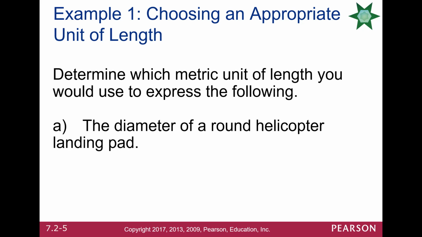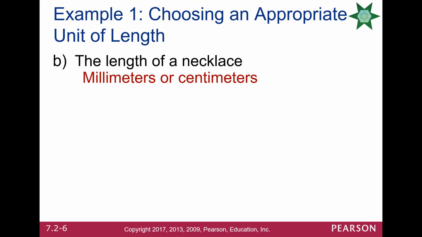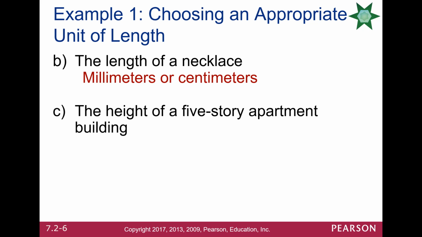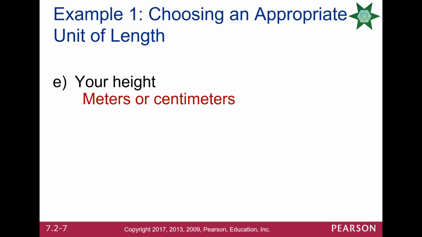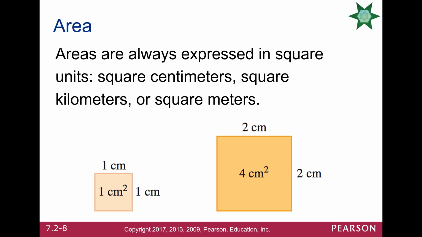Some of the first questions you're going to do as you work on this unit are determine what's the appropriate unit. So, for example, the height of a 5-story apartment building, you're going to use meters, the distance between cities, kilometers, the length of a necklace, most likely centimeters, maybe millimeters, your height, meters or centimeters, your waist size, centimeters.